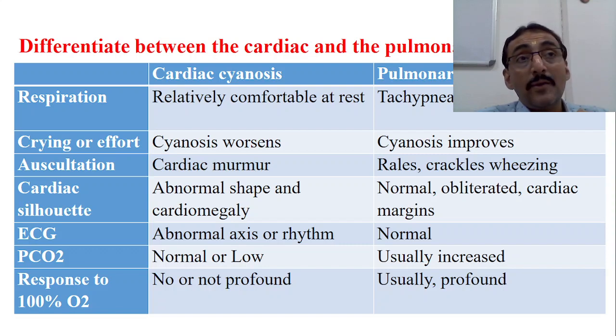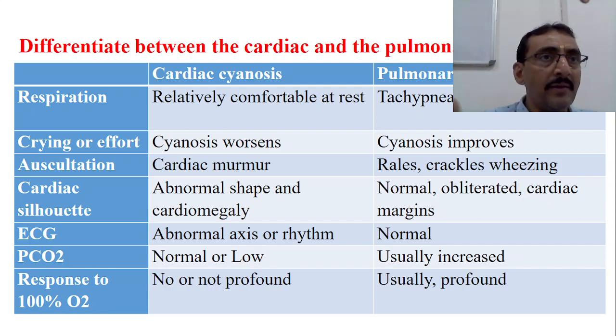Now, crying or any other efforts. In case of cardiac cyanosis, the cyanosis worsens, whereas in case of pulmonary cyanosis it improves, because crying improves the respiration. While the baby is crying, the respiration is increased, so more oxygen will be taken inside, so cyanosis improves. It's just like oxygen therapy.